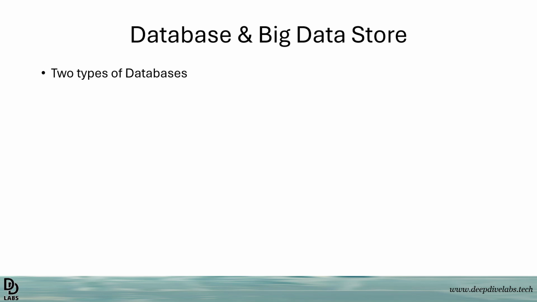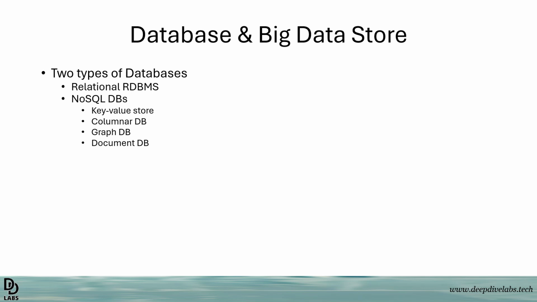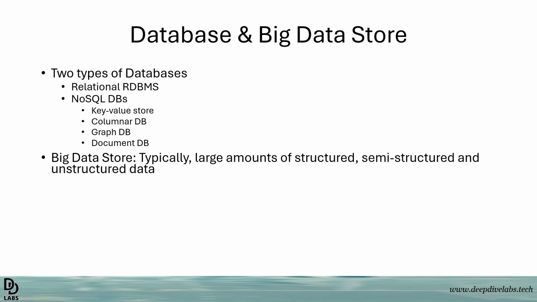So there are two types of databases. So you have your relational RDBMS systems, or you have your NoSQL databases. So typically of 4 different types: your key value store, your columnar database, your graph database, and your document database. So each of them can also be implemented to be the data repository, right? So then you have your big data store.